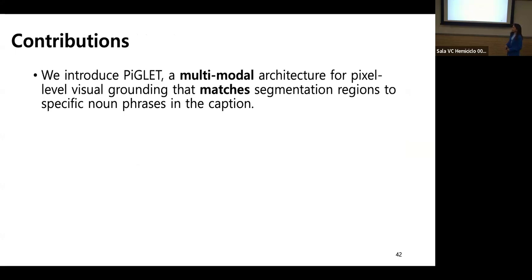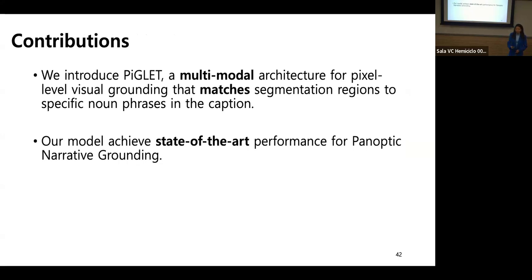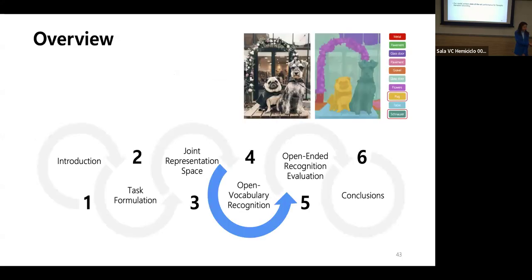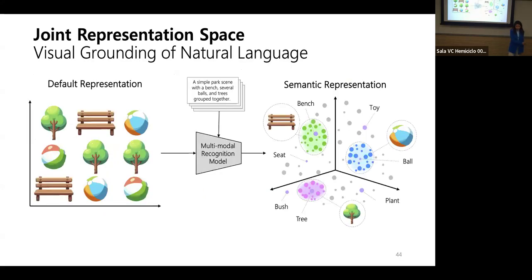Yeah. So to conclude, we introduced Piglet. This is a multimodal architecture for pixel-level visual grounding that matches segmentation regions to a specific noun, for instance, in the caption. Our model achieved state-of-the-art performance for narrative grounding. So now we can extend this to the open vocabulary visual recognition task.